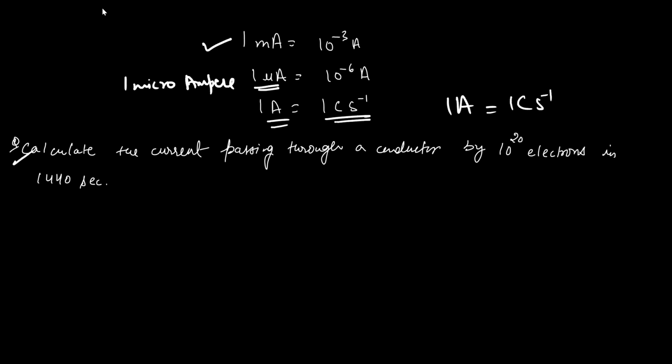Done? Done? No, sir. So are you doing this one? Yes, sir. Okay. The number of electrons is given to you right now. Time is given to you. Current you have to calculate.